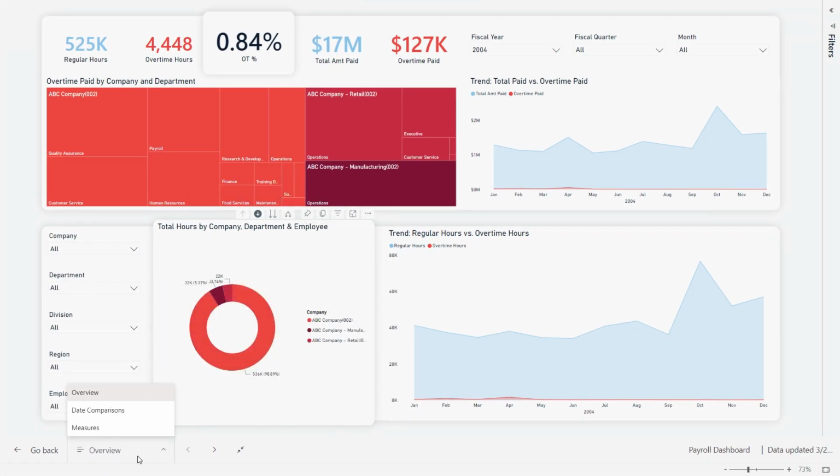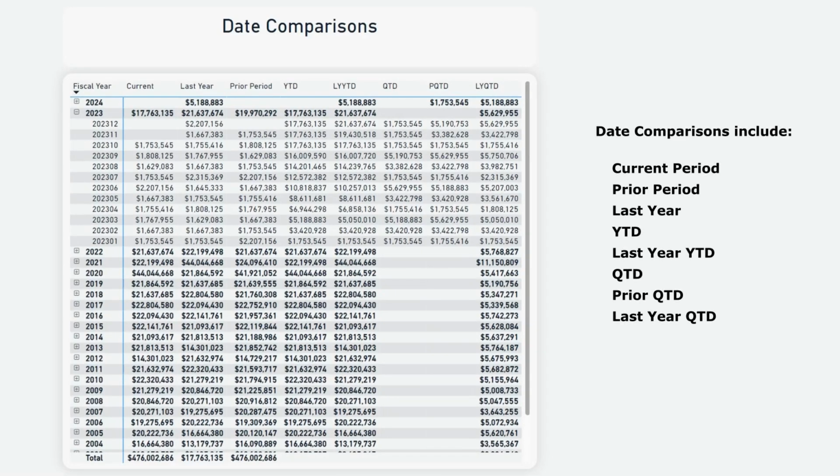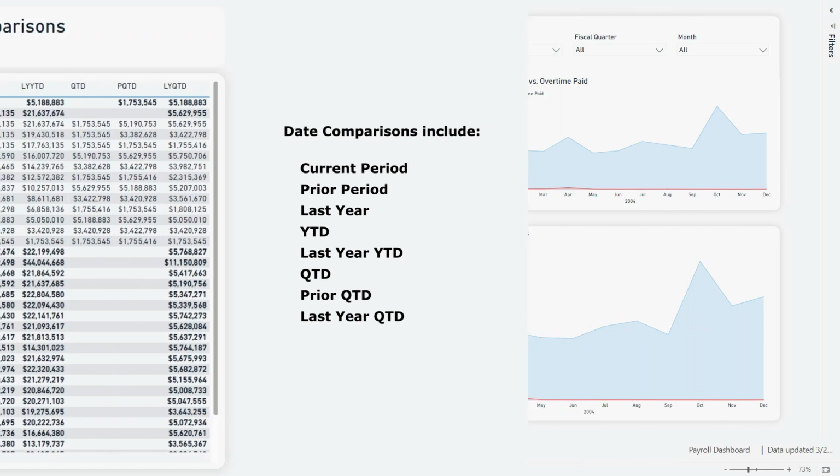Date comparisons are crucial for identifying trends, which is why you can compare the current period with the prior period, analyze year-to-date figures against last year's, and much more. It's all about gaining a comprehensive view of your payroll data.